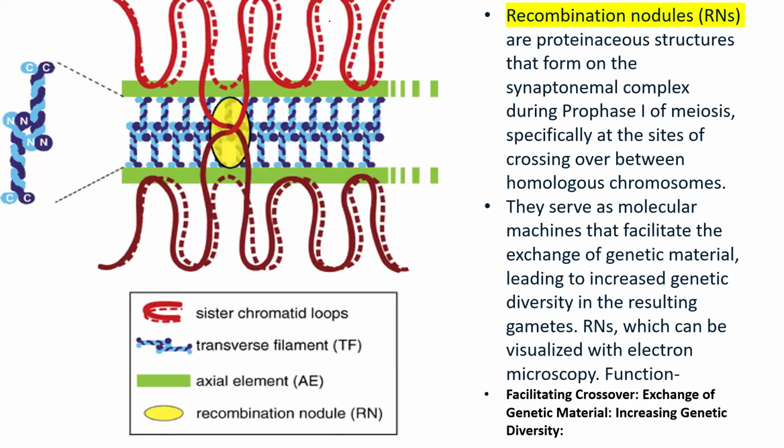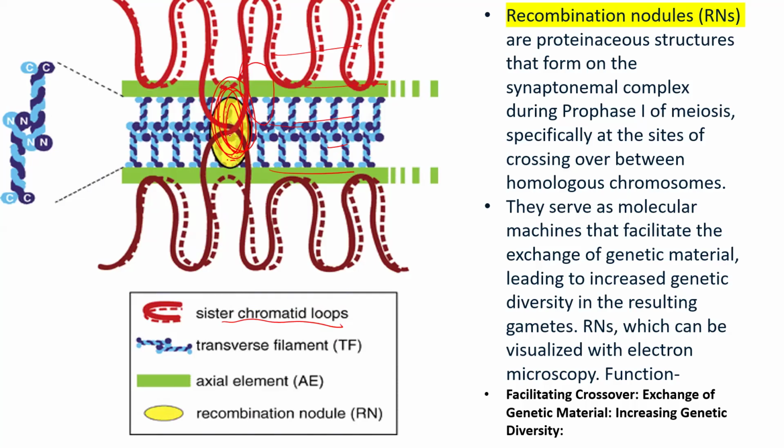So recombinant nodules are proteinaceous structures. Look at the image. These are the sister chromatids, these are the transverse filaments, and these are the axial filaments. Axial filament, transverse filament, and the recombination nodules, the yellow one. These are the proteinaceous structures that form on the synaptonemal complex during prophase 1 of meiosis, specifically at the site of crossing over between homologous chromosomes.